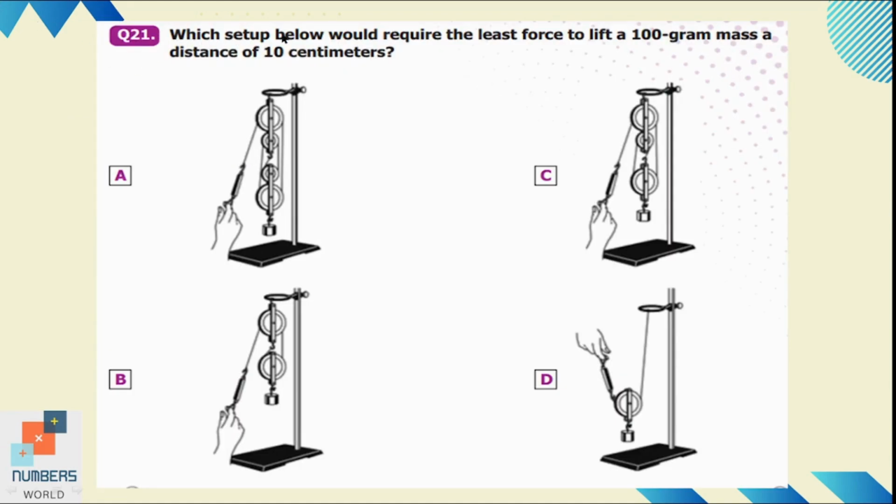Question number 21. Which setup below would require the least force to lift a 100-gram mass a distance of 10 centimeters? So if we look at all our options, in option A, maximum wheels and pulleys are used in a proper sequence. So it will require the least force to lift the weight. So option A is the correct option.